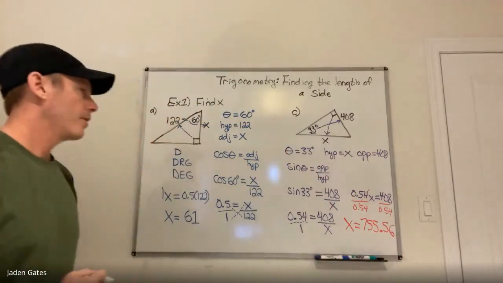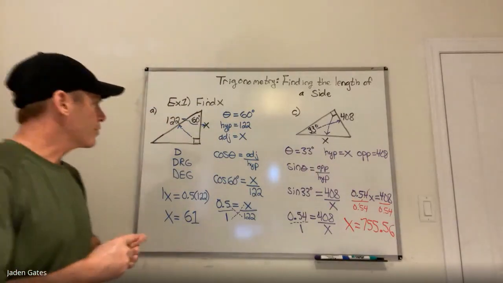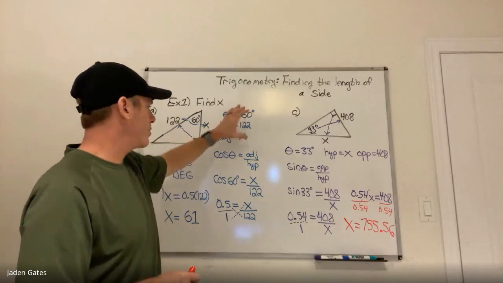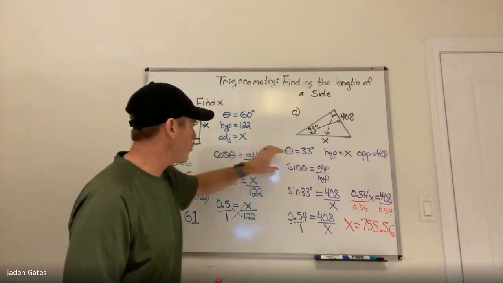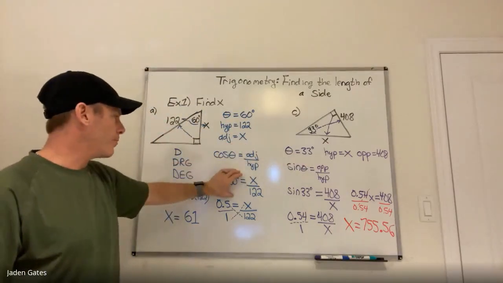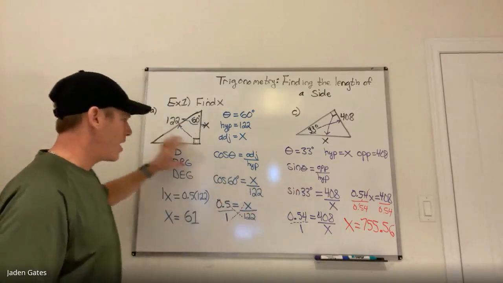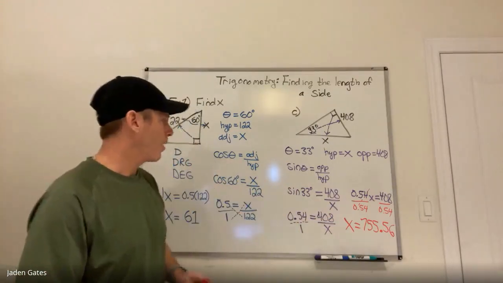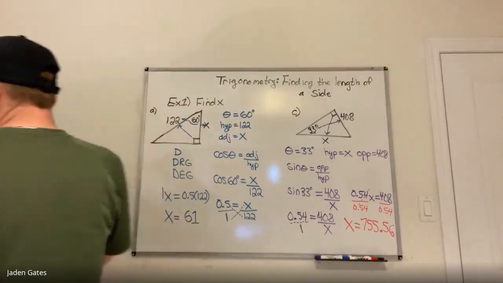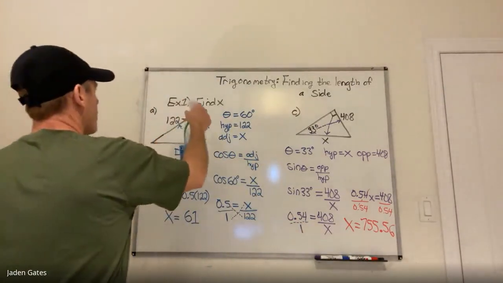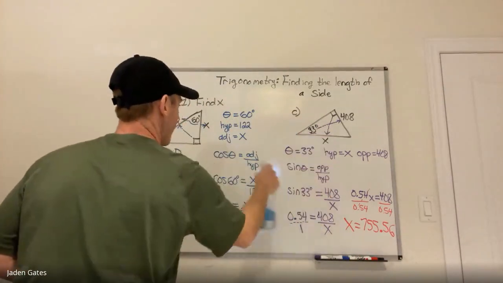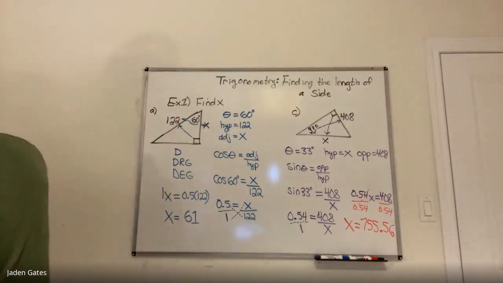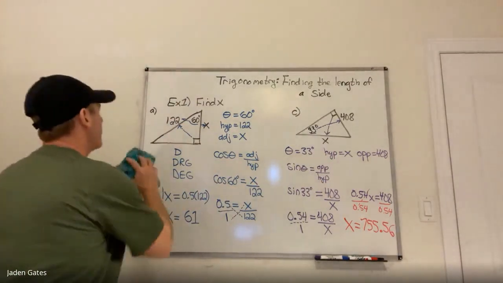755.56. There we go. So again, first steps, writing down your given information, figure out which trig ratio you have to use, substituting in your information, and then solving. Now, I'm going to take it up a notch here. Do a little bit tougher type.